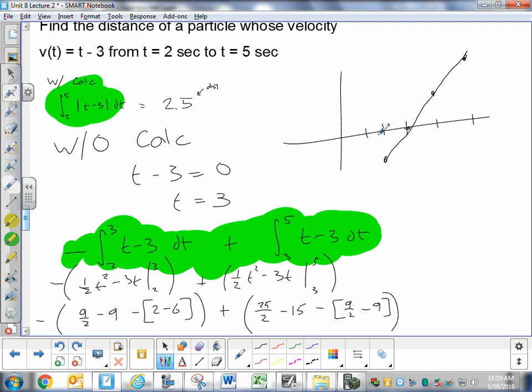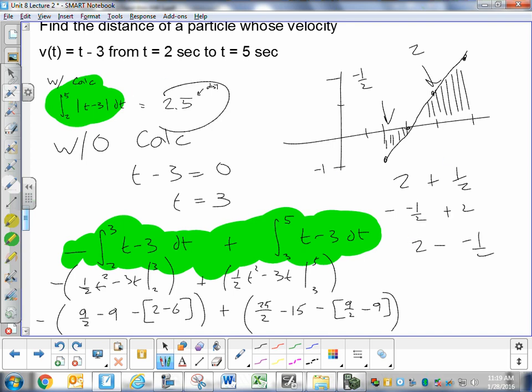I can simply just take this area. What's this area going to be? This is at negative 1, so that'll be negative a half. And then this area, base 2, height of 2. What is this area going to be? 2. What is my distance? 2.5. Right? Because this is a negative displacement and this is a positive displacement. 2 plus positive a half, or you could say it's 2 minus the negative a half. That gives you the 2.5 that we were looking for.